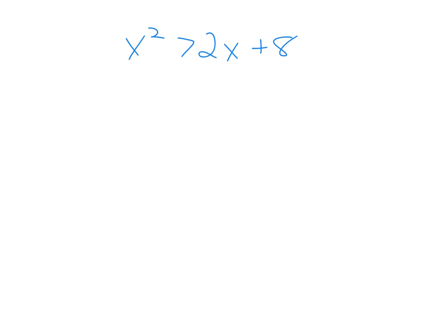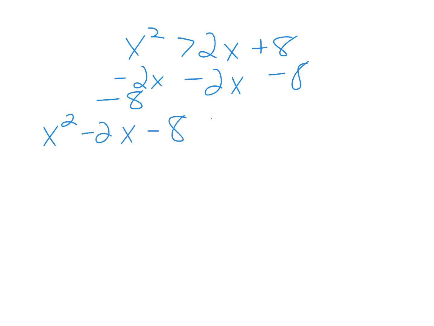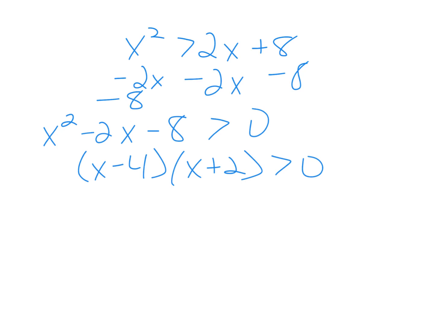Alright, time to solve a polynomial inequality. I'm going to move everything on one side. Probably easier to move the 2x and the 8 to the other side. X squared minus 2x minus 8 is greater than 0. So, factors of -8 that add up to -2 is going to be -4 and 2. So what values make it 0? 4 and negative 2. So what I'm going to do is I'm going to create a number line.